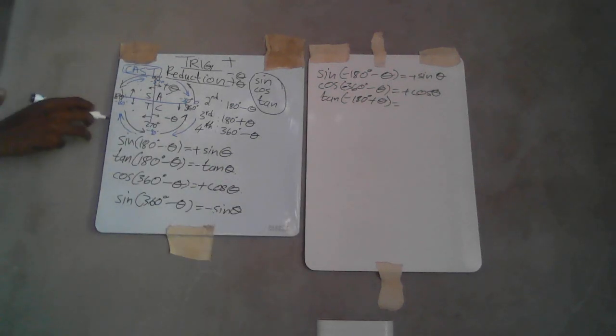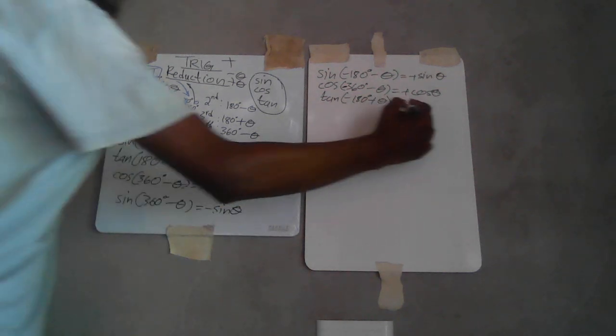Negative 180 plus theta. Third quadrant where tan is positive. Positive tan theta.